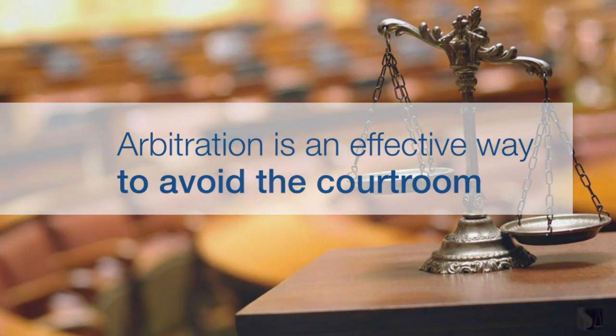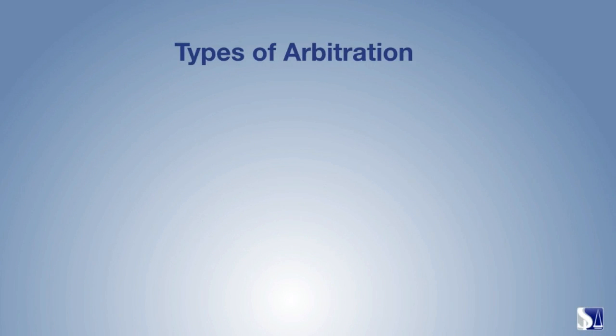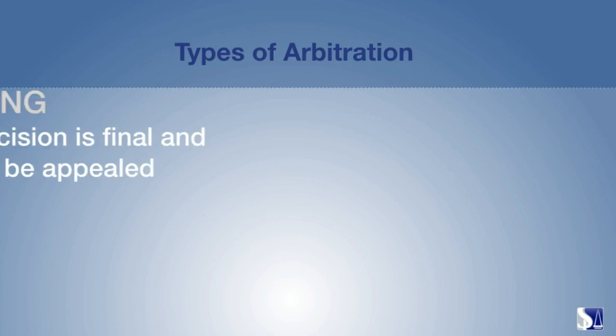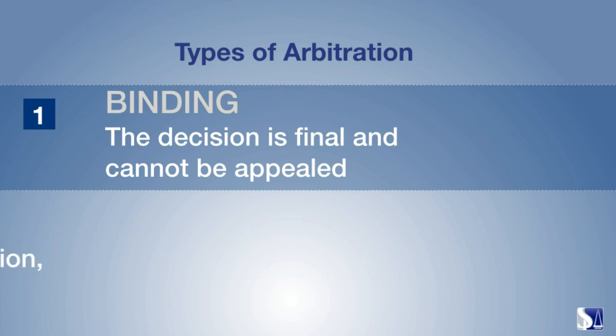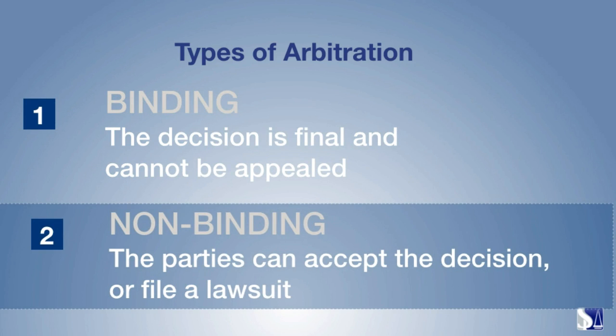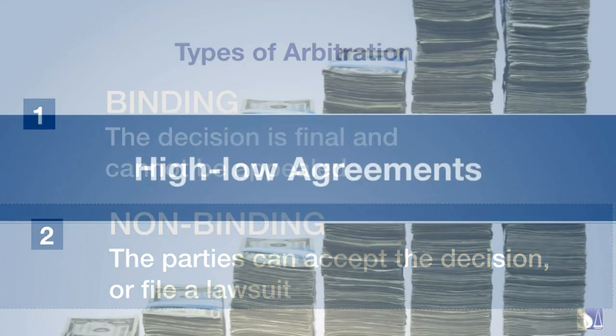Let's look at the types of arbitration. There are two basic types of arbitration, binding and non-binding. The first one, binding arbitration, means the decision of the arbitrator is final and cannot be appealed to a court of law. The second, non-binding arbitration, means the parties can accept the decision of the arbitrator as final, but if one party chooses not to accept it, they have the right to file a lawsuit or propose some other means of settling the dispute.